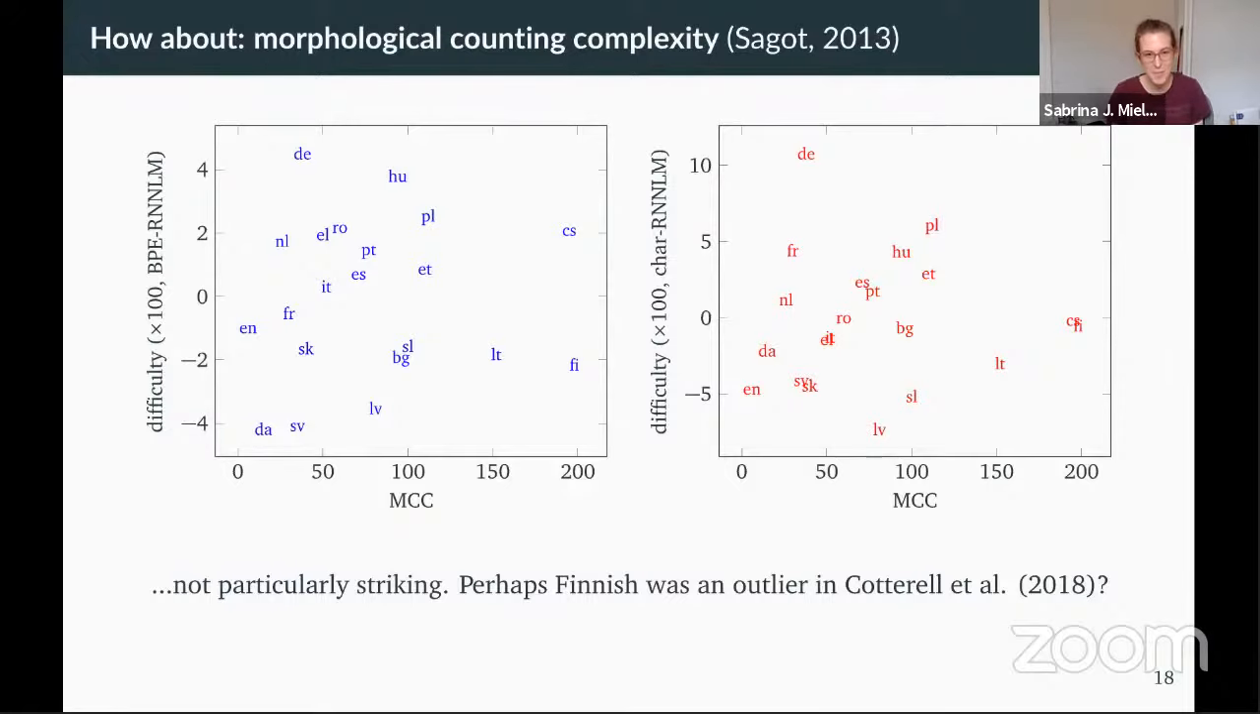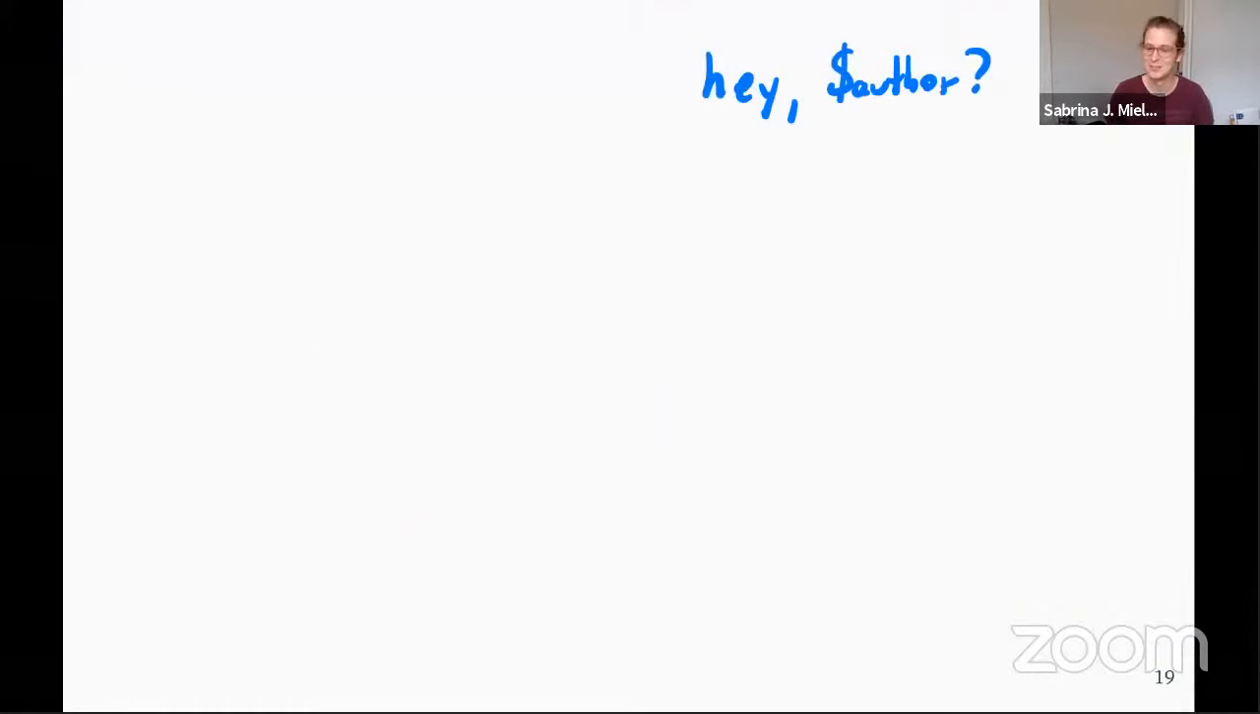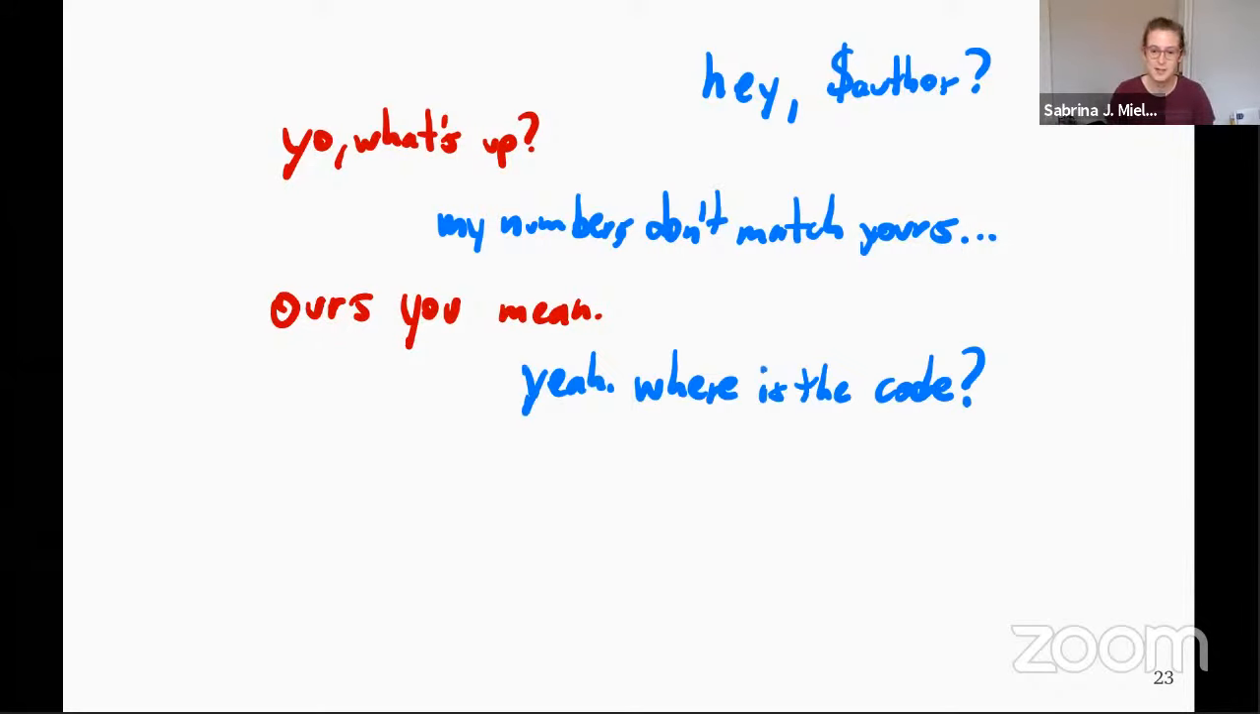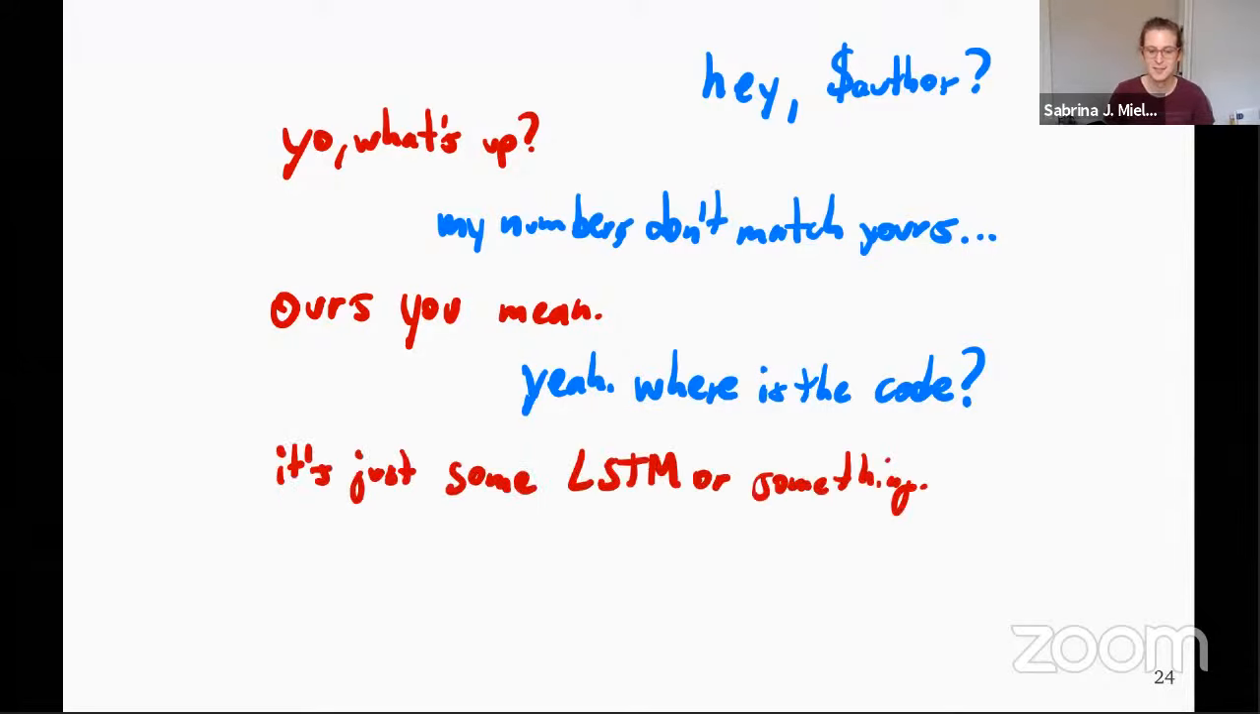But the moment I compared these, this was a really fun conversation. I said, hey, author on our previous paper that ran the experiments, my numbers don't match yours. Ours, okay, yes, ours. I was on that paper. And I asked, can you give me the code? What code did you run to do this? And the answer was, well, I took some language model. I don't know. I don't remember. So that was great. Luckily, that whole paper is reproducible. But that was a whole mess.